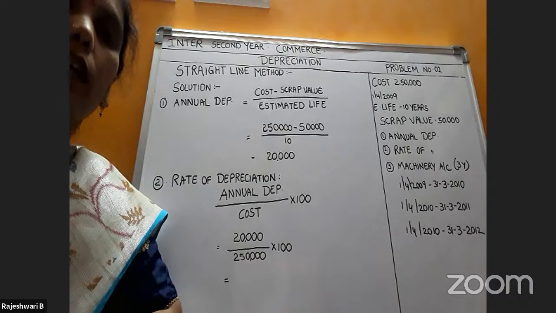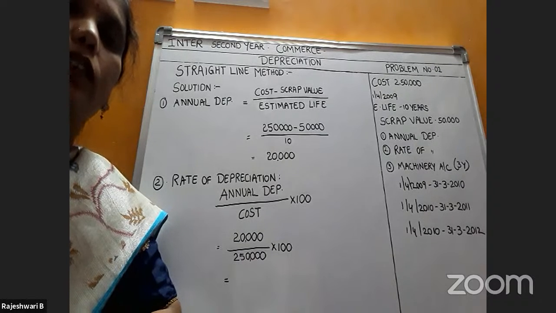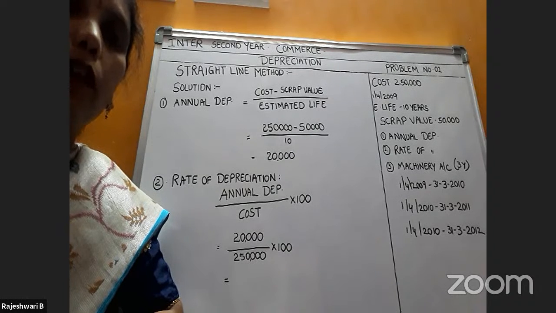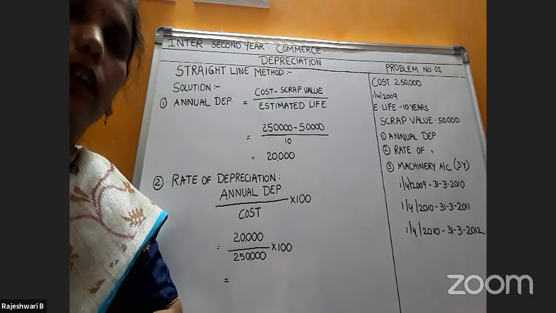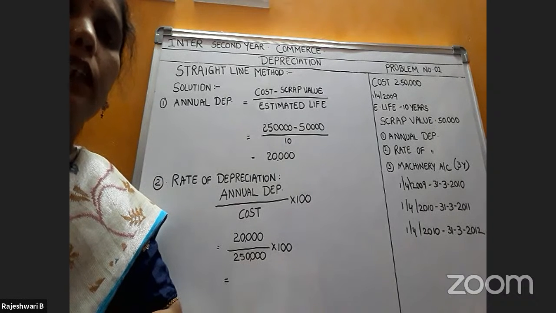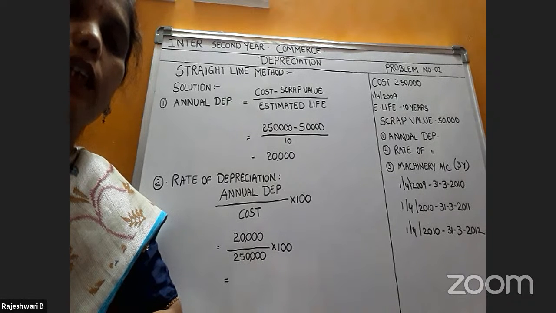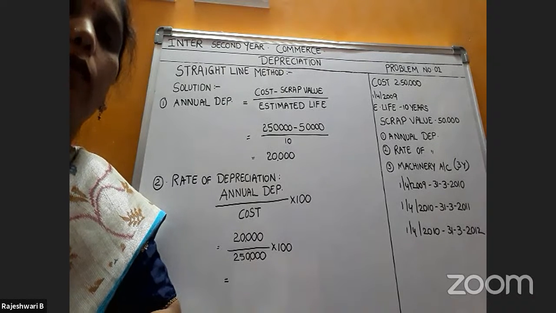In the last class, we learned the methods of providing depreciation. There are 10 methods, but in the Board of Intermediate, we have 2 methods. One is the straight line method and the other is the diminishing balance method. In the straight line method, we provide depreciation in equal installments. It is also called the equal installment method, original cost method, fixed installment method, or straight line method.